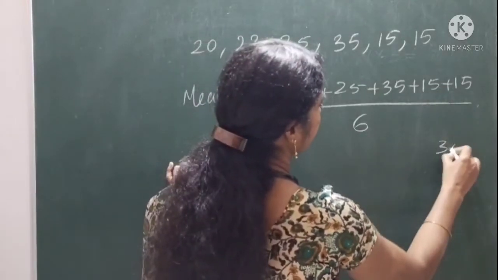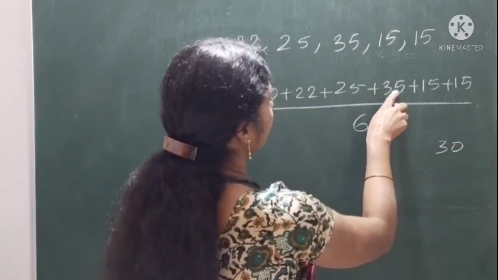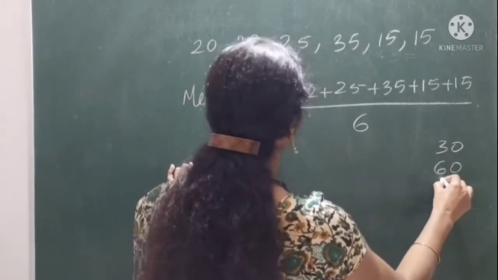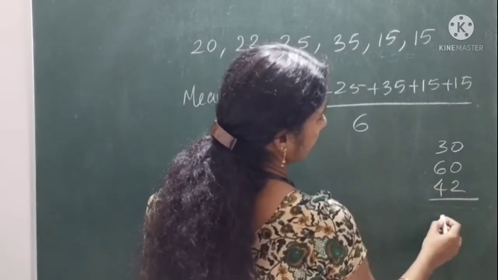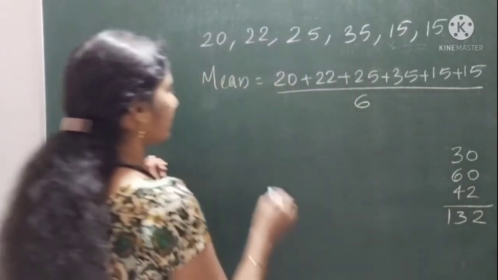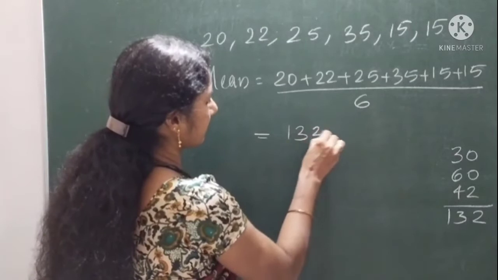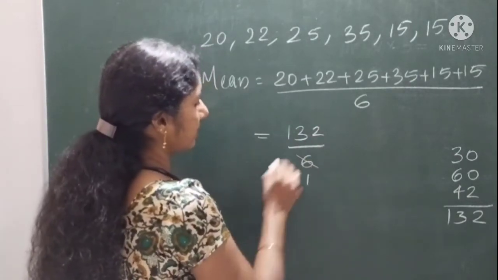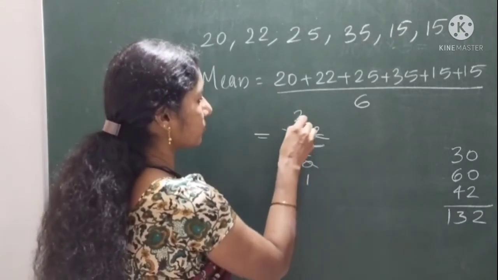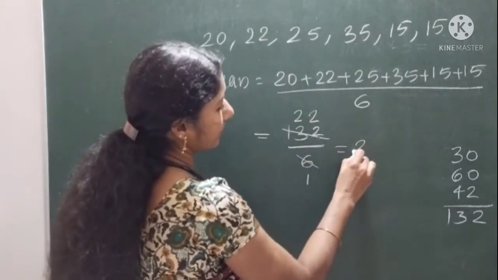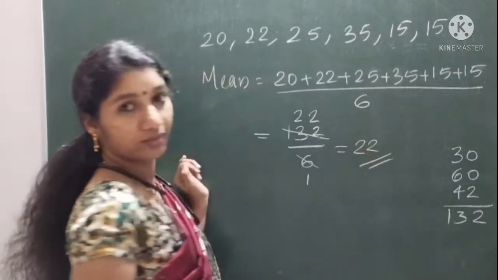Then it is equal to 15 plus 15, 30. 25 plus 35, 60. Then 22 plus 20, 42. So 132. So it's equal to 132 divided by 6. So we can cancel 6 from here. 6 in 13, 2 sixes are 12, 1 balance, 12, 2 sixes are 12. So we got the mean is equal to 12.